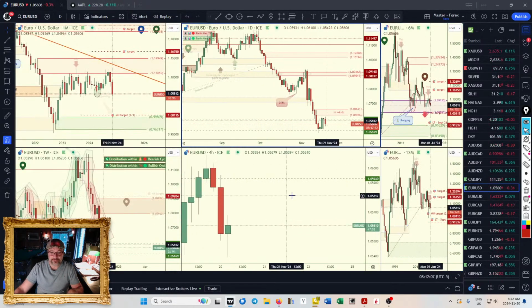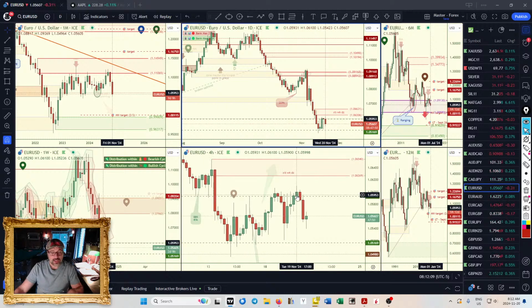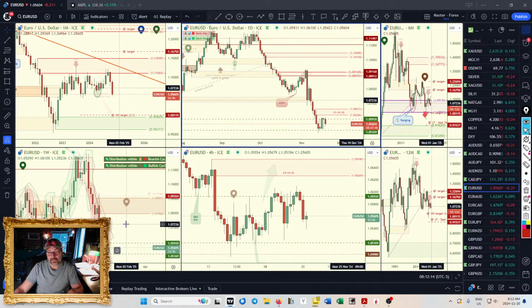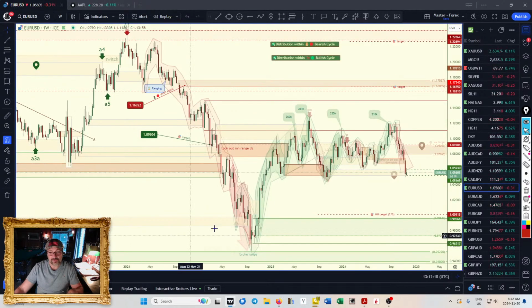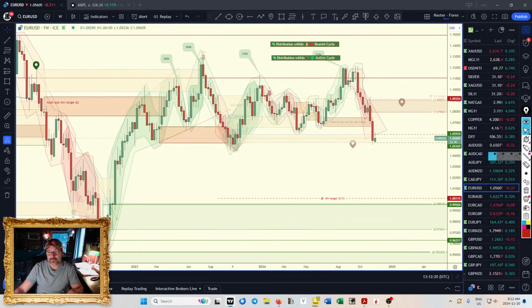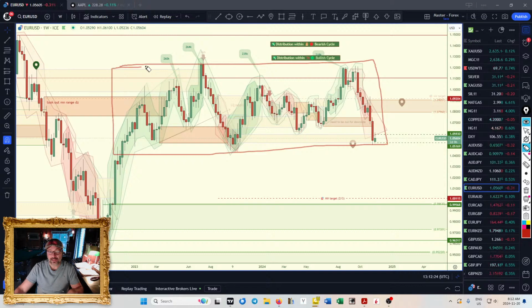So what's key to understand here is on the weekly chart we have a situation where price has been ranging for quite some time. Okay, as you can see here, quite some time. And here's the interesting thing. It's been ranging, but it's been ranging at an institutional supply zone.